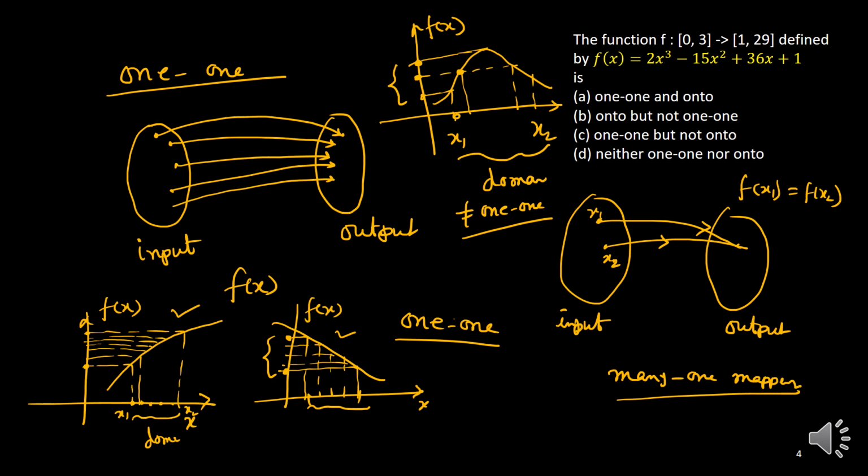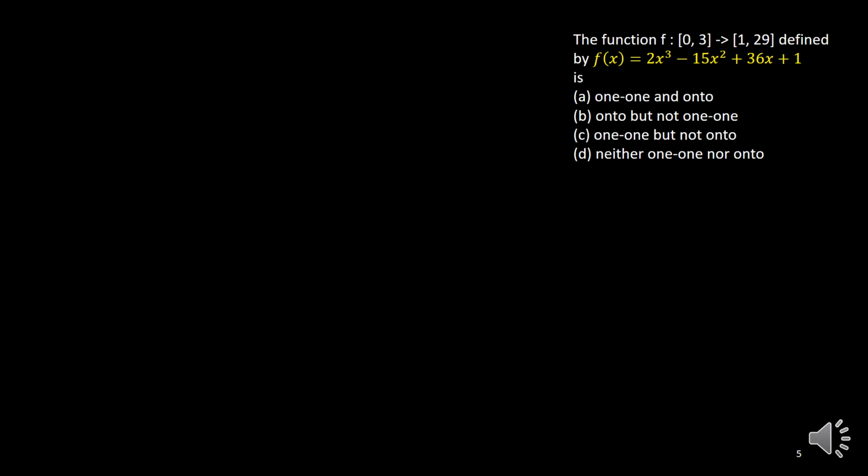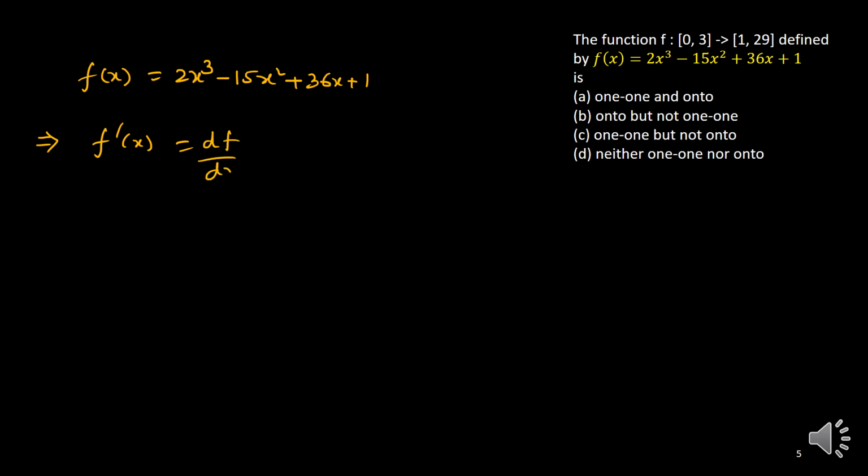Now, how to solve this problem? The next question is that we want to solve this one: f of x equals 2x cubed minus 15x squared plus 36x plus 1. We need to understand when the function will increase and when the function will decrease. To understand whether the function is increasing or decreasing, the first step is we need to compute the derivative of this function, f prime x or f dash x. This is the derivative df/dx. So I'll compute that first.